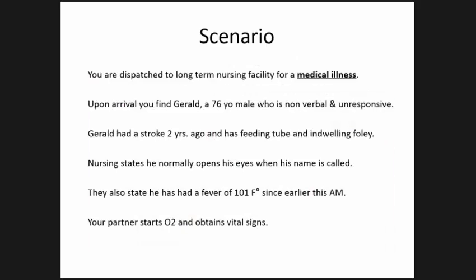Let's go to a scenario. We all like scenarios. You are dispatched to a long-term nursing facility for a medical illness. Upon arrival, you find Gerald, a 76-year-old male who's a nonverbal and unresponsive patient. Gerald had a stroke 2 years ago and has a feeding tube and indwelling Foley.